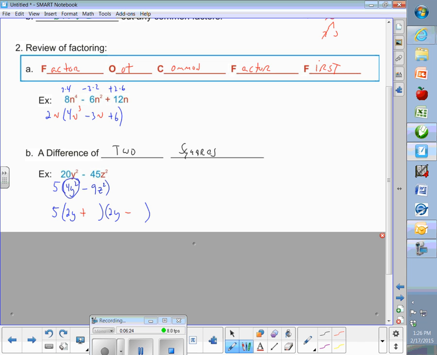2y, 2y. Here, let me use black. Square root of the last: 3z, 3z. And there's the factoring of that difference of two squares.